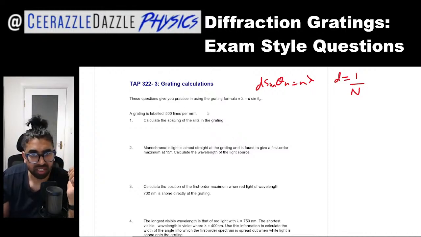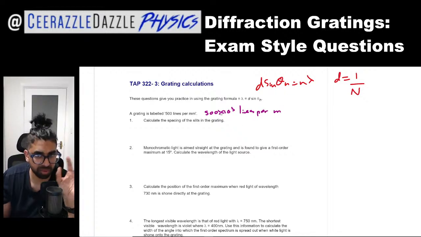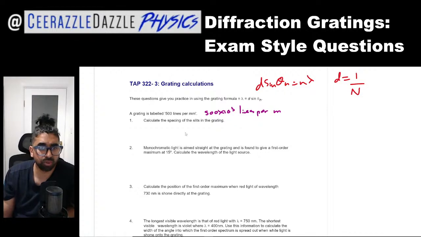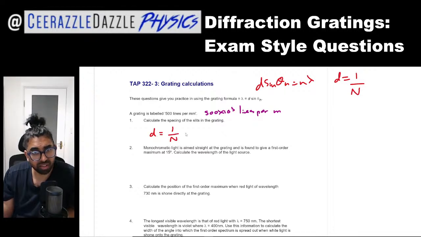So we should recognize that there's going to be 500 times 10 to the 3 lines per meter. Make sure you're happy with that, because there's 1,000 millimeters inside a meter. So therefore, every single one of them has 500. So we've got that many lines in total. Now let's calculate the spacing. So first of all, we know the formula is going to be slit separation d is equal to 1 over N. So it's equal to 1 divided by 500 times 10 to the power of 3.